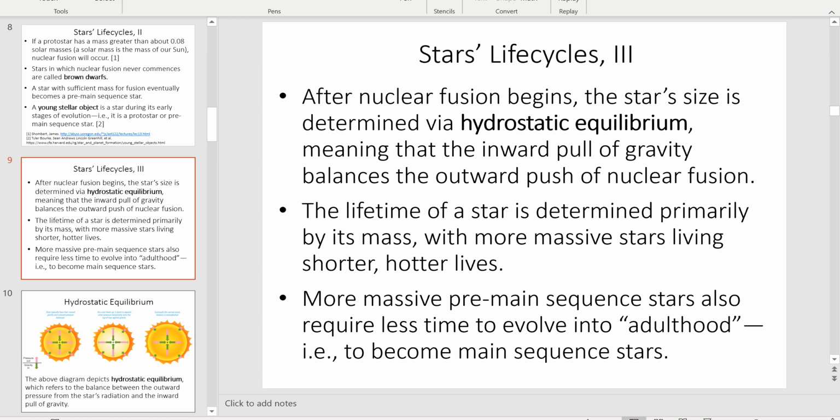The lifetime of a star is determined primarily by its mass. This is a way in which stars are not like people. This analogy is very imperfect. When you're born, your mass doesn't determine your life. Hopefully, you have other aspects of your environment which determine opportunities and whatnot. But for a star, the future is really determined by its mass. More massive stars live shorter, hotter lives, and stars that have low masses live longer, but they also have lower temperatures.